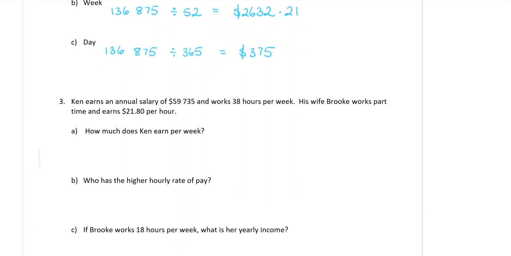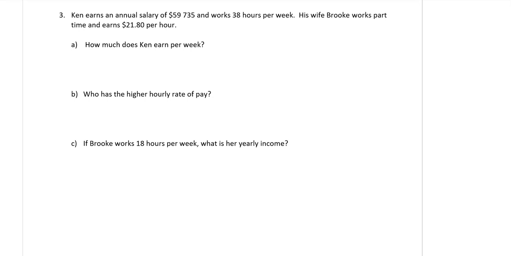Okay, moving on to question 3. Ken earns an annual salary of $59,735 and he works for 38 hours per week. Okay, so there's Ken. His wife Brooke works part-time and she earns $21.80 per hour. So we have two different people that we're looking at here. Part A, how much does Ken earn per week?